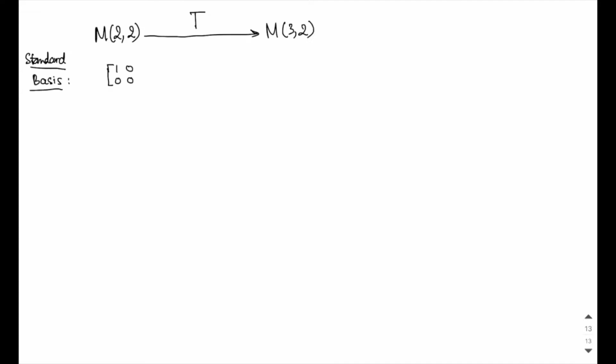You have T that goes from M2 by 2 to M3 by 2. Now in M2 by 2, you consider the standard basis. So you know that the standard basis is going to be the following matrices. Now, each of them is considered as a vector. I'm going to denote them as x1, x2, x3, x4. In the target space, you also have a standard basis.